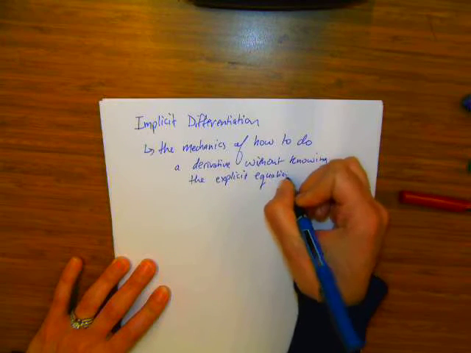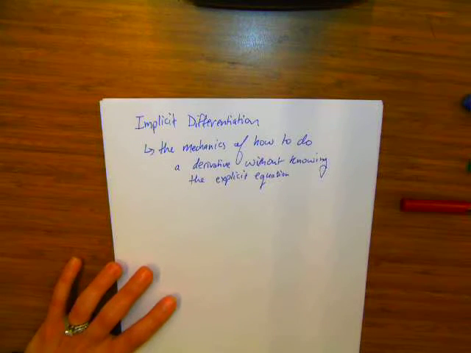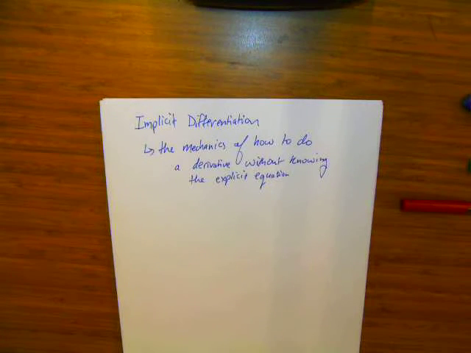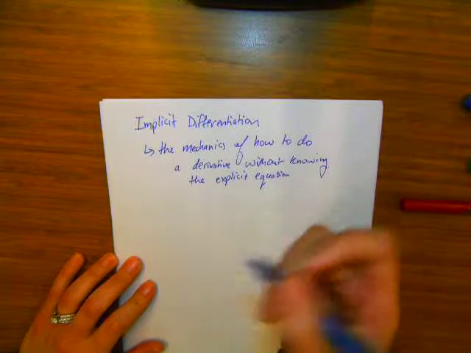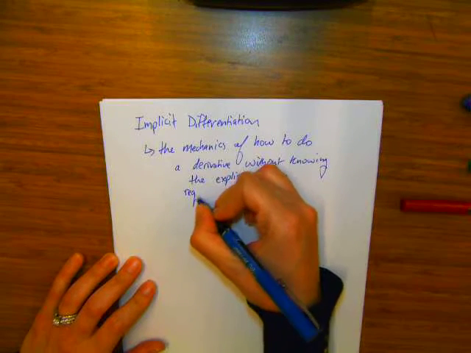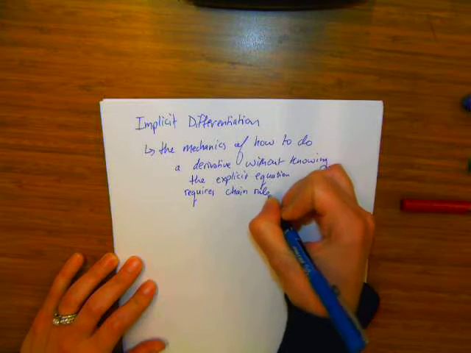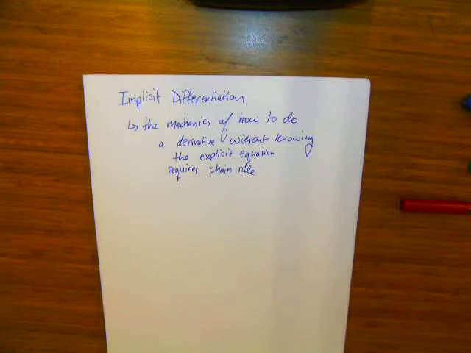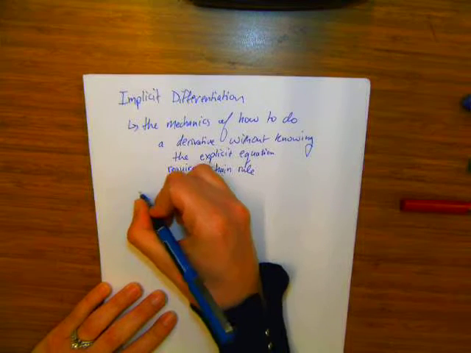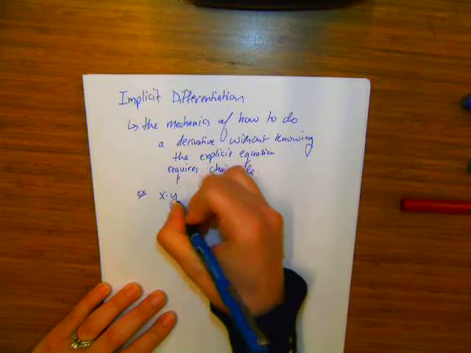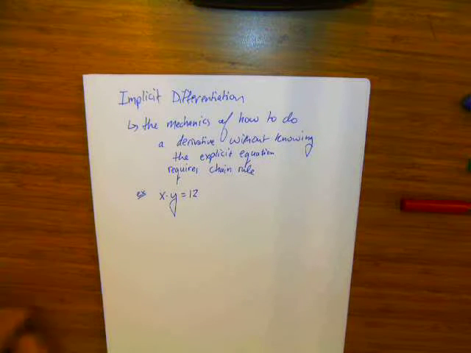Okay. Basically it depends on the chain rule, right? Okay. So another way that we use implicit differentiation is when we're given a model, right?